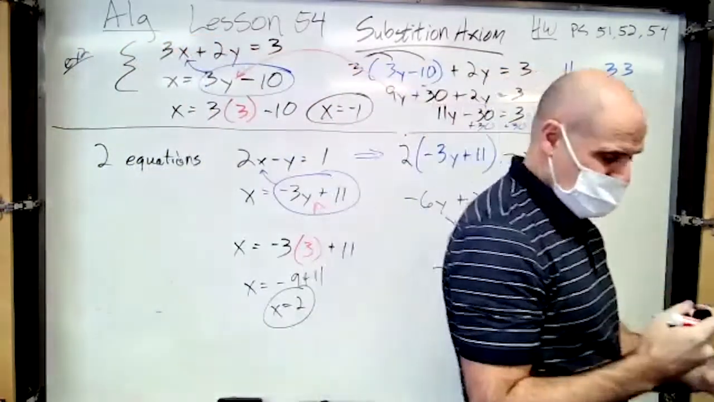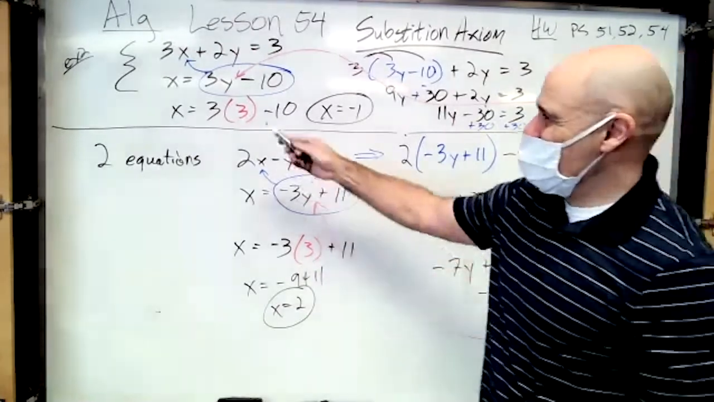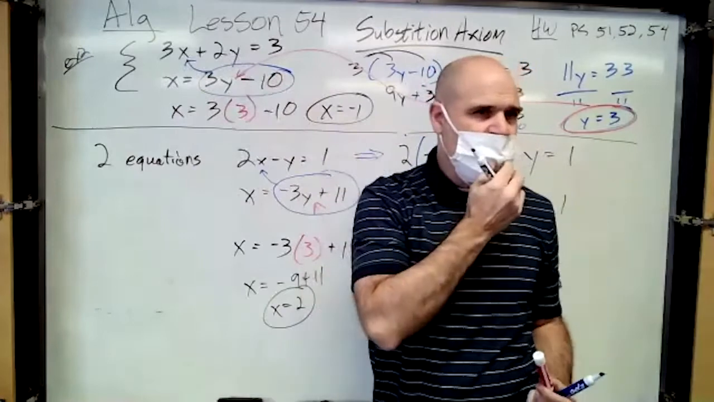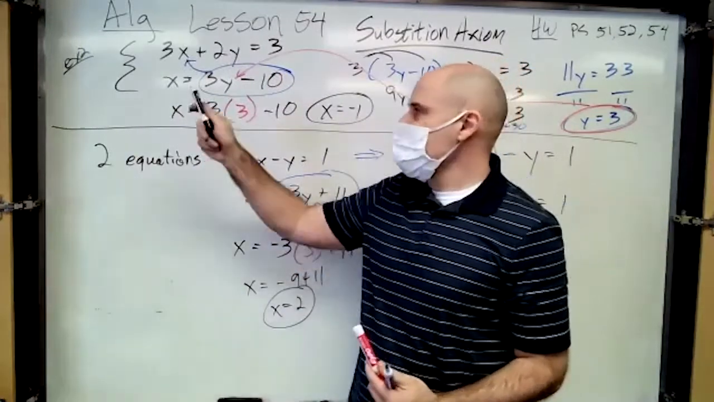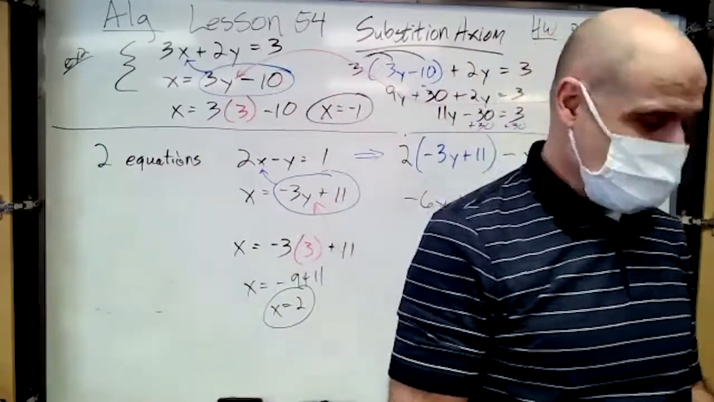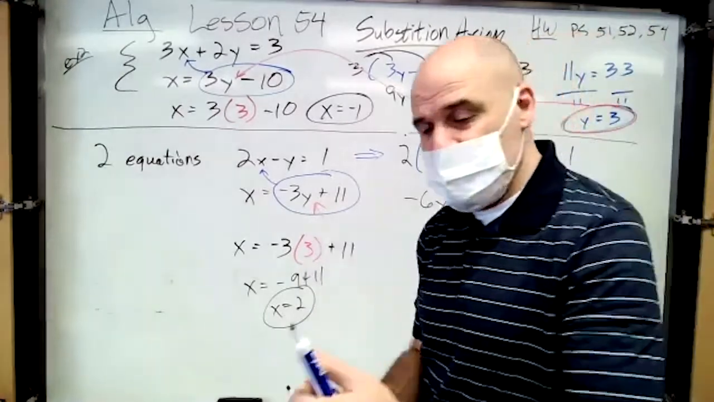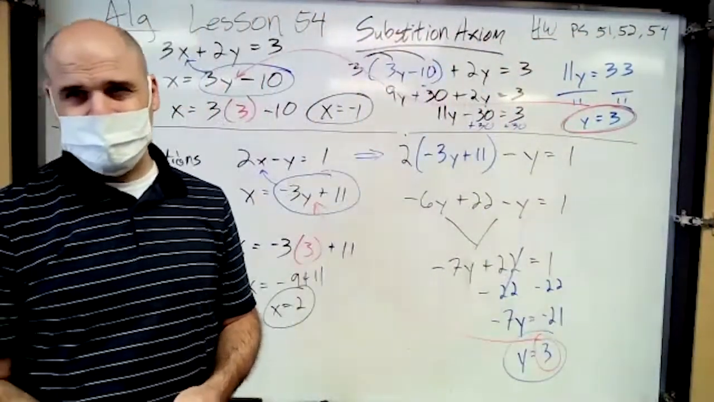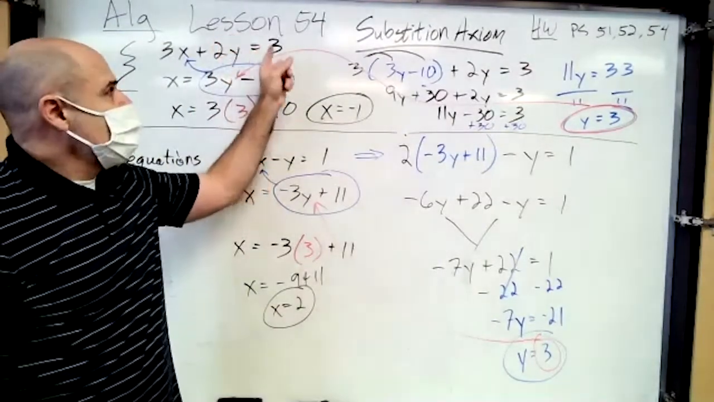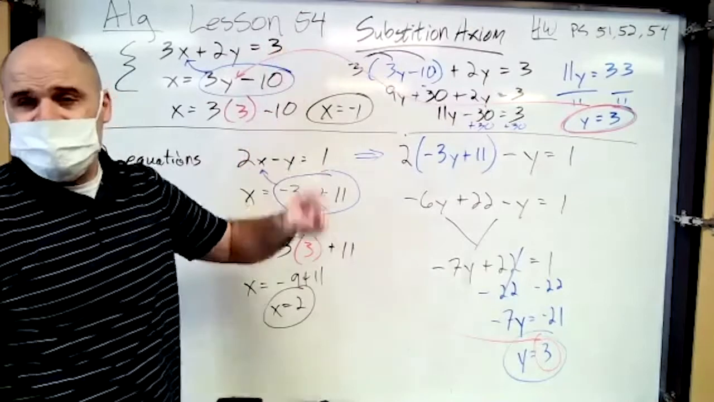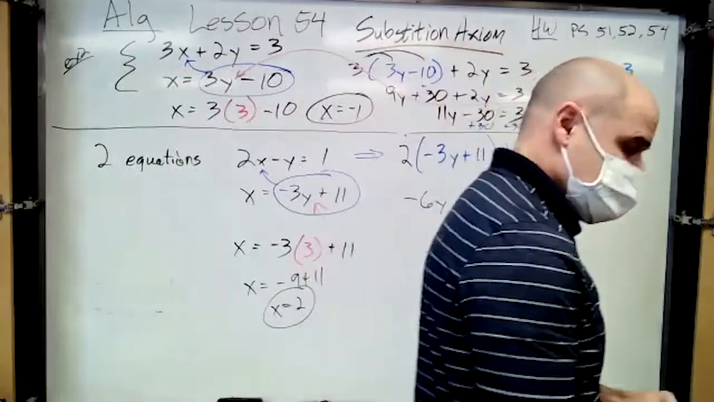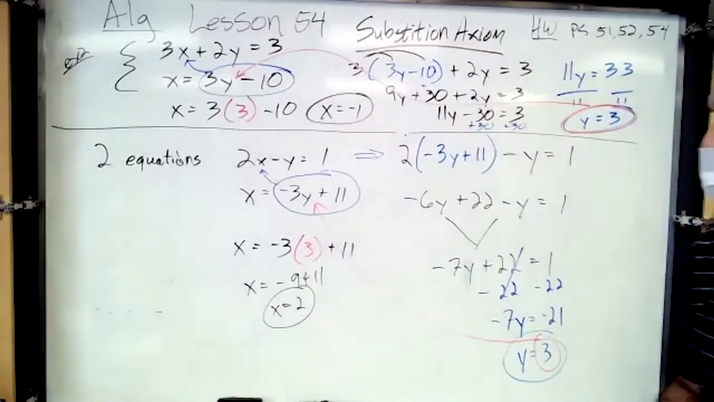-1. Let's make sure it works on that top equation. 3 times negative, what's 3 times -1? -3. What's 2 times 3? 6. So what's -3 plus 6? 3. It works, okay? So here's the cool thing about these problems. You'll never get them wrong. If you check your work and it doesn't come out to 3, then you did something wrong, okay? So give it the time it needs and then you'll never get these wrong, okay?